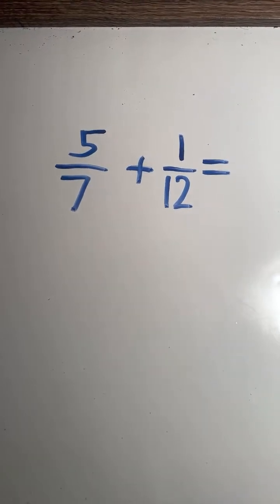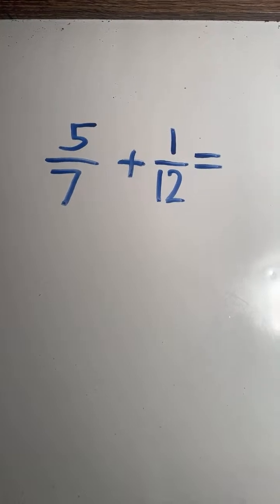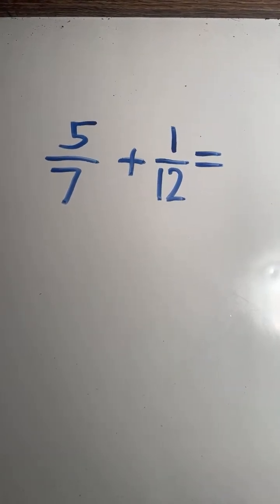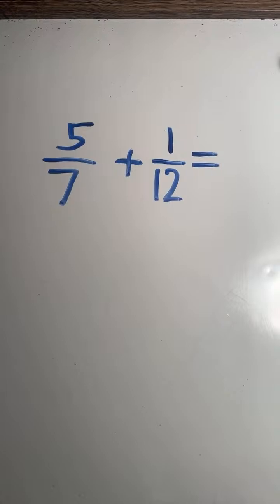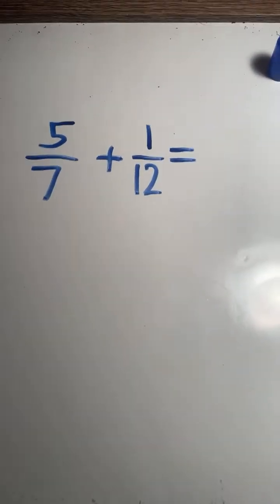So this video is going to focus on adding fractions with unlike denominators using the butterfly method. So our first example is 5/7 plus 1/12. I'm going to go through step by step how to solve that problem.